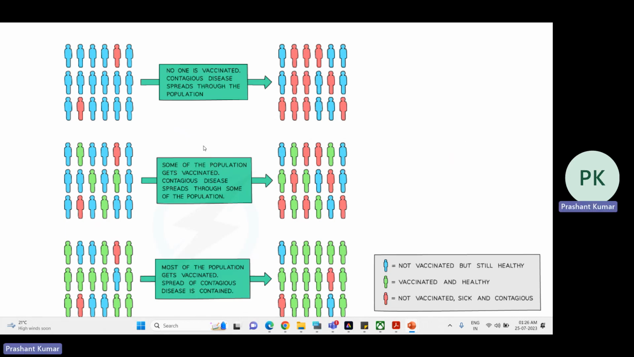So like this, no one is vaccinated and the contagious disease spreads throughout the population. Some of the people are vaccinated. So the blue are not vaccinated, the greens are healthy and vaccinated, and the red ones are not vaccinated, they are sick. Now see, when most of the population gets vaccinated, the spread of the contagious disease is controlled. Very few people are unvaccinated, but the population is healthy because the bacteria or germs cannot grow.